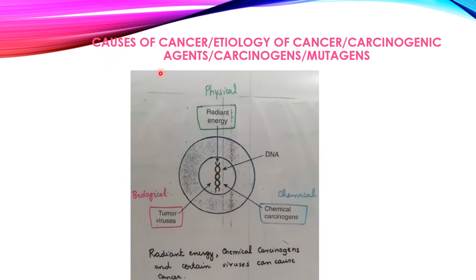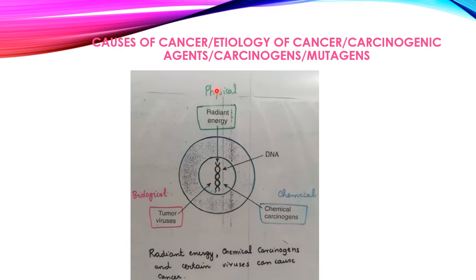So now we are going to look into causes of cancer, or etiology of cancer, and the effect of carcinogenic agents on carcinogenesis. These are simply called carcinogens, that is cancer-inducing agents, or mutagens that can cause mutations in the genetic material, as a result of which cancer may be caused.